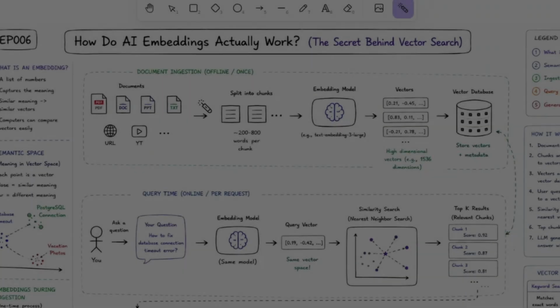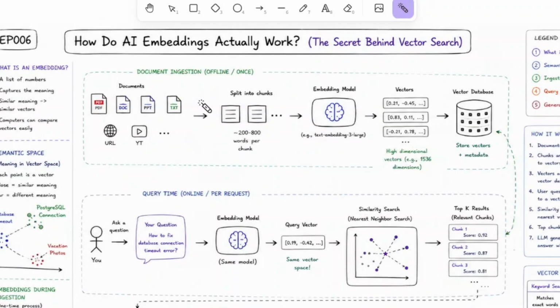An embedding is simply a list of numbers generated by an embedding model. Instead of storing the sentence database connection timeout, the model converts it into a vector containing hundreds or even thousands of numerical values. You don't need to understand each number individually. What matters is that the entire vector represents the meaning of the sentence. Similar meanings produce vectors that occupy nearby locations in vector space.